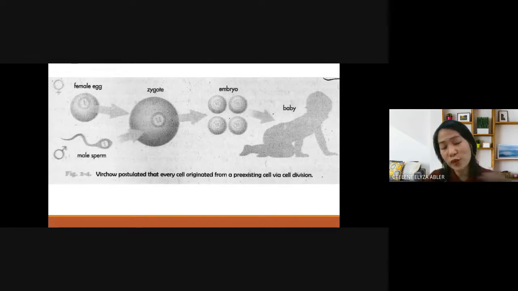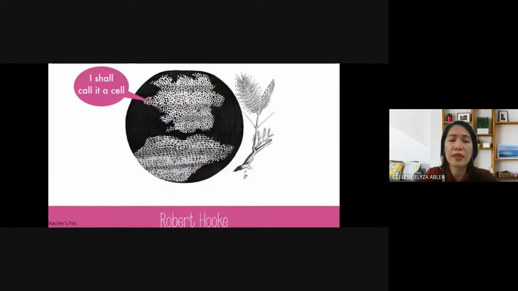What complicates this is that because of Charles Darwin, the ground of biogenesis became shakier because of the word evolution. Okay, so let's go into why this third postulate became confusing. Let's start with the discovery of Robert Hooke.